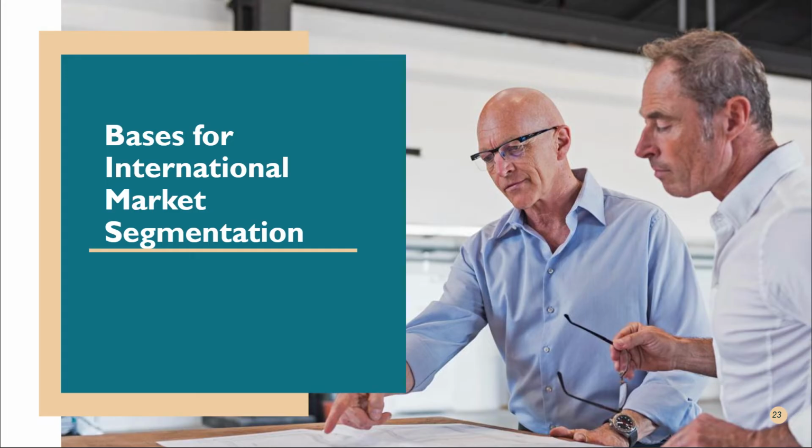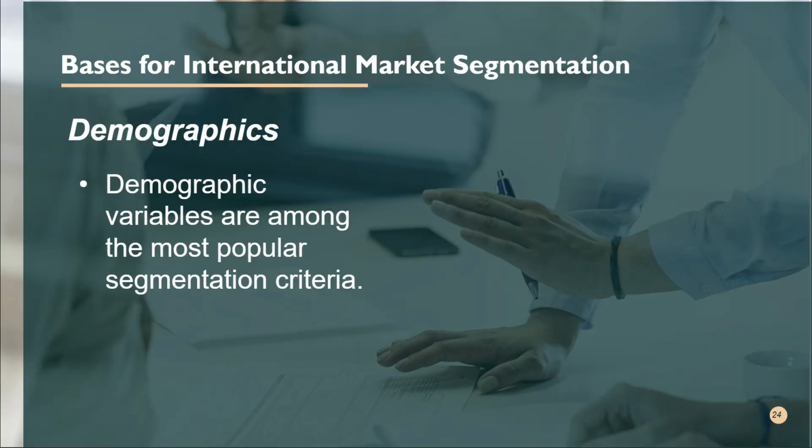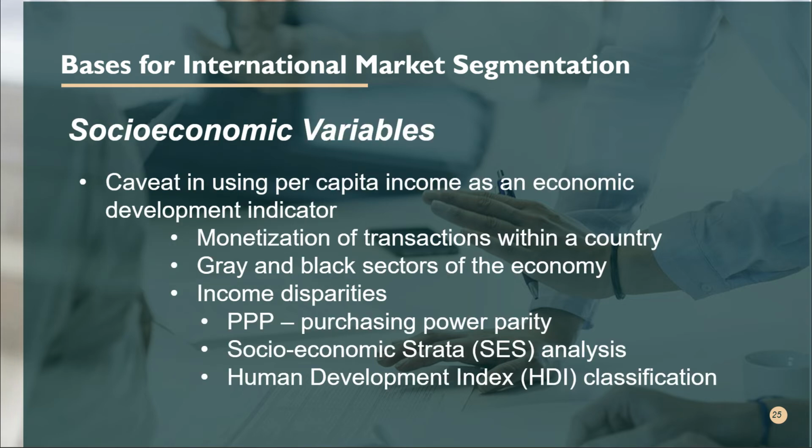Let's discuss the fourth topic, which is basis for international market segmentation. There are 3 bases that marketers created in order to segment the market internationally. First, demographics. Demographic variables are among the most popular segmentation criteria. It is mainly because the information is readily available. Second is the socioeconomic variables. This is where the income of a country that they are trying to segment comes in.